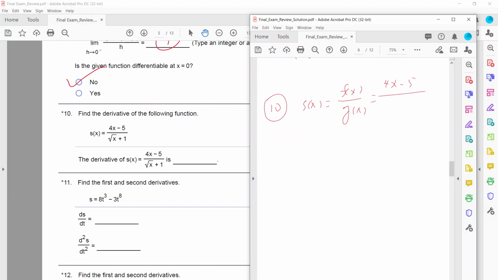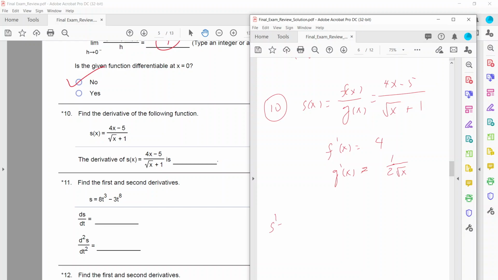g of x is also given, that is the square root of x plus 1. So f prime of x, meaning the derivative of the top part, is 4. g prime of x, meaning the derivative of the bottom part only, is 1 over 2 square root of x. So you have to know how to find the derivative of the top part and bottom part separately.